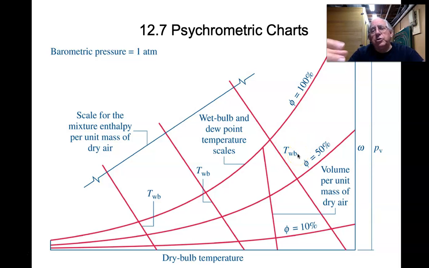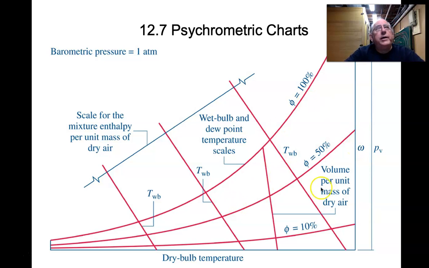In order to fix a condition on this chart, we just need to have two independent properties. One of those properties could be the dry bulb temperature. It could then be the relative humidity. It could be the value of the wet bulb temperature, or it could be the humidity ratio.